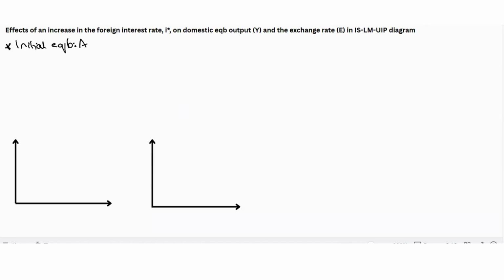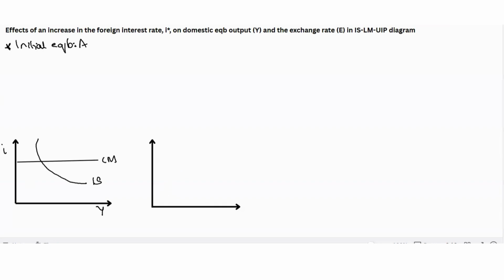We know in the IS-LM-UIP diagram, on the left hand side we have the IS-LM curve. Here we're taking the domestic interest rate I and domestic output Y. We have our downward sloping IS curve. We have our flat, horizontal LM curve at the interest rate chosen by the central bank. We've looked at the details for these already.